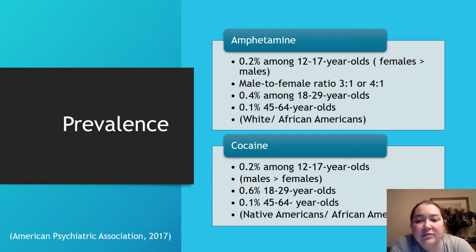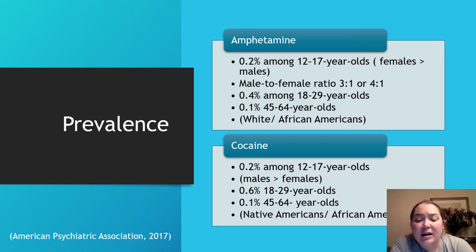The prevalence of use of stimulants includes amphetamines and cocaine. So if you look right here, amphetamines is mostly used by people that are aged 18 to 29 years old. It's more likely that males use it 3 to 1 compared to females. And the majority of patients are white or African American. As you know, anybody can really use it, but this is what they've seen as the majority.